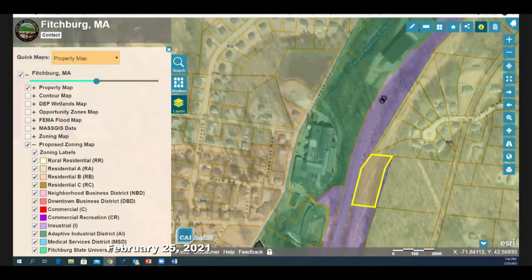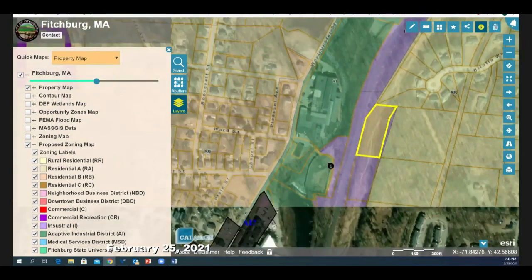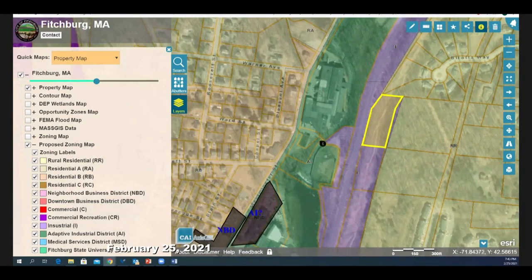So yeah, no development can take place there one way or another. This is the central steam plant site. It would be adaptive industrial.